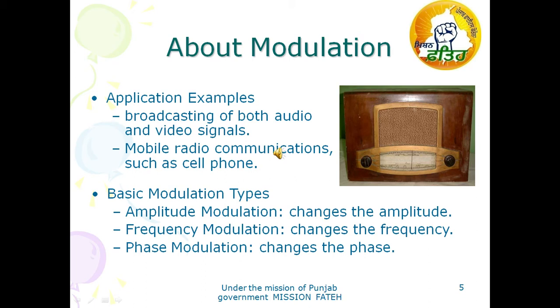Basically, amplitude modulation is the process in which the amplitude of the high frequency signal changes according to the amplitude of the modulating signal, but the other parameters, frequency and phase, are constant.